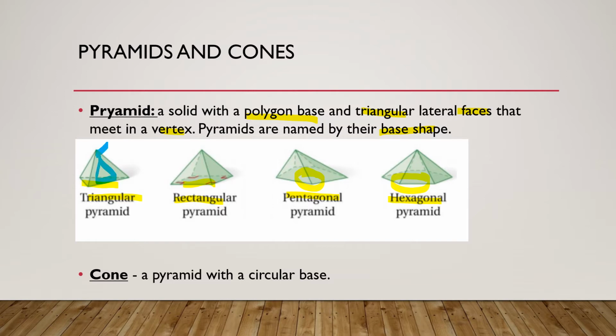So a cone really is a pyramid but has a circular base. So when we're talking about our cone, we have a circular base, and I am not an artist, and then the cone kind of wraps around up to a vertex. It's kind of like an upside down ice cream cone.